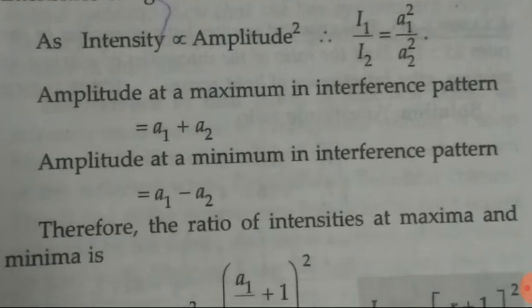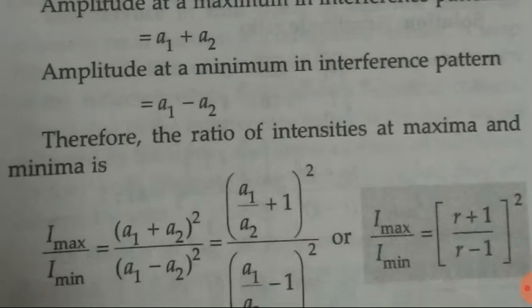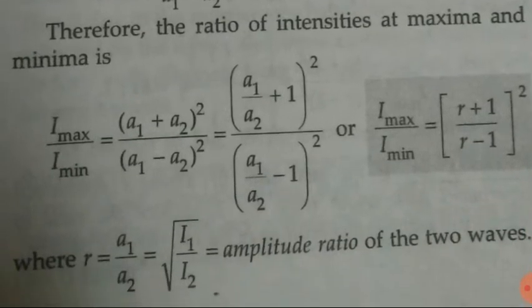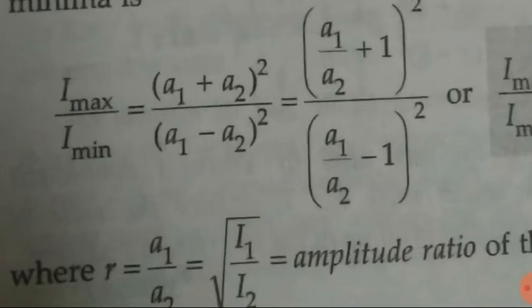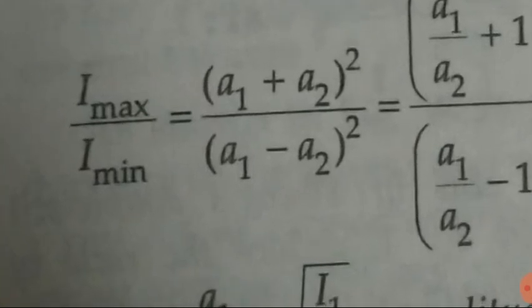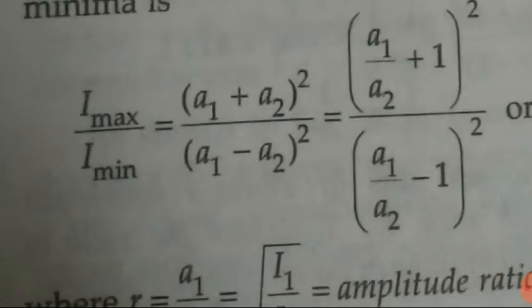Now we know that the amplitude at maxima in the interference pattern is given by A1 plus A2, and the amplitude at a minimum in the interference pattern is given by A1 minus A2. So now let's find the comparison of I maxima to I minima. Here it is written I max upon I min equals A1 plus A2 whole square upon A1 minus A2 whole square.